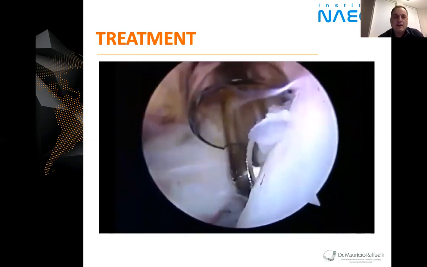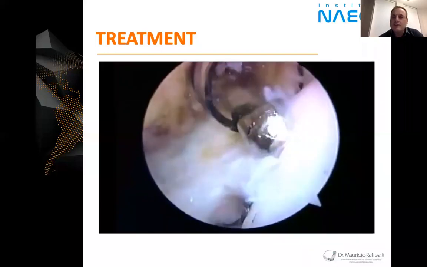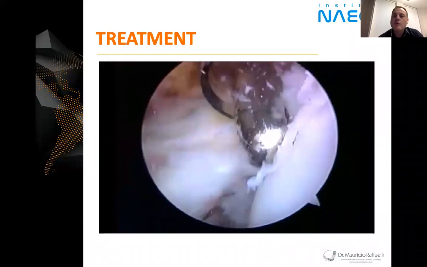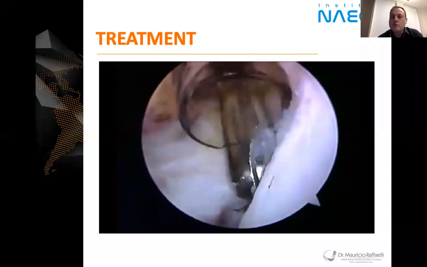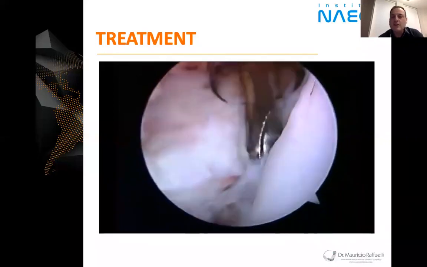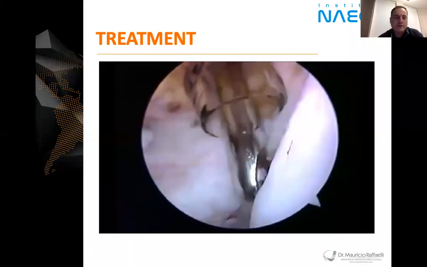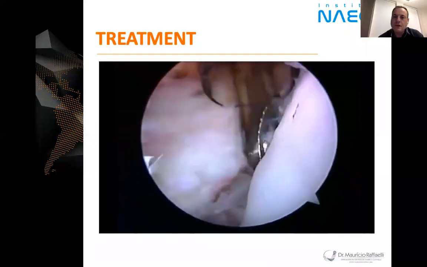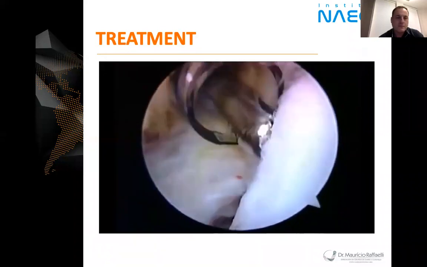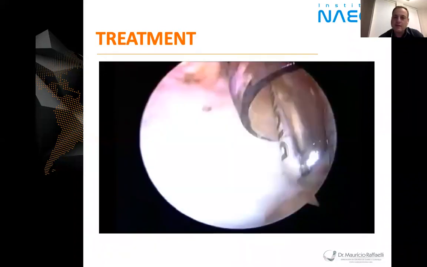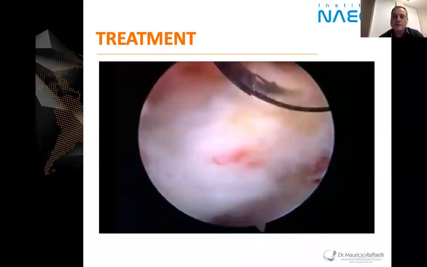Through this cannula, and maintaining the internal rotation of the shoulder, I will debride this lesion and create a better footprint, cleaning the bone and creating a good blood supply to improve my tendon healing. So I prepare a good footprint. I think it's very important to create a good healing. You can see my footprint with some blood. That's a good place to put my anchor and to do my suture.